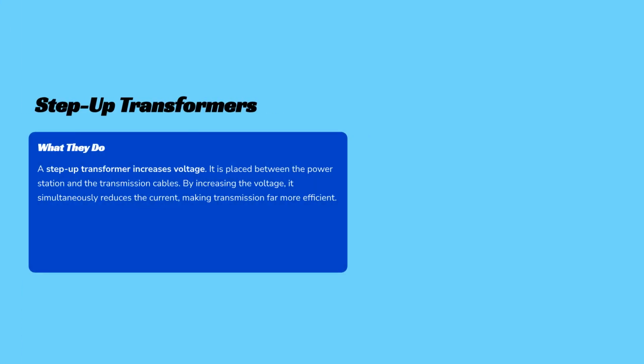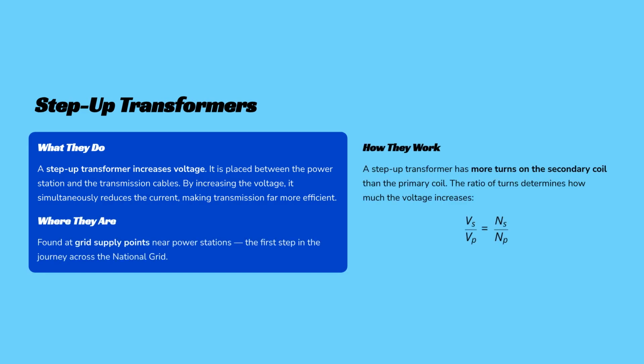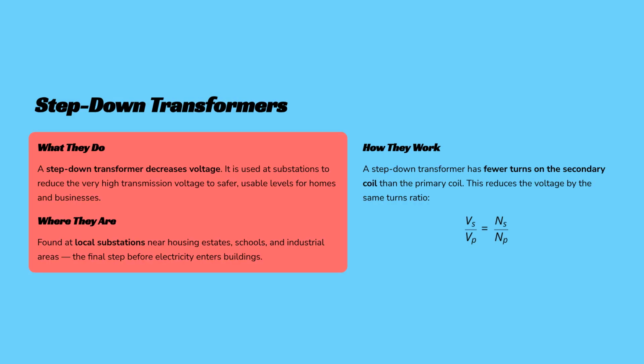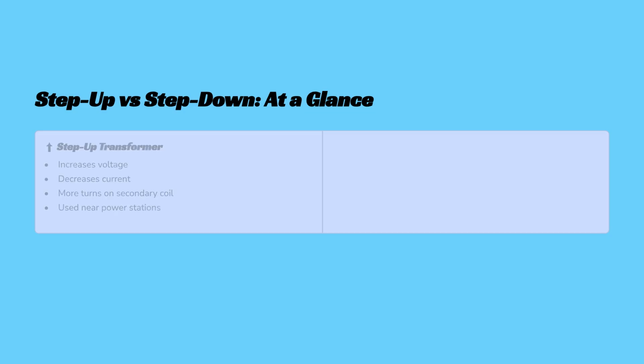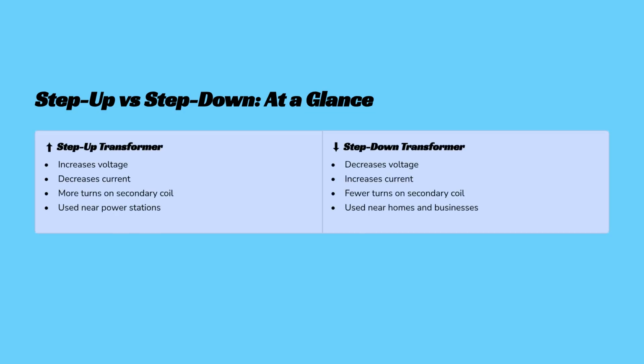Step-up transformers increase the voltage before transmission. They are found near power stations and have more turns on the secondary coil to boost the voltage for the journey. Step-down transformers do the opposite. Located near your home or businesses, they have fewer turns on the secondary coil, reducing voltage to safe, usable levels. In summary, step-ups increase voltage for efficient transmission, while step-downs decrease it for safe use.